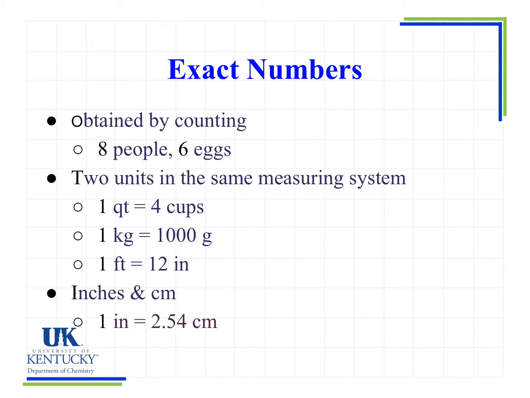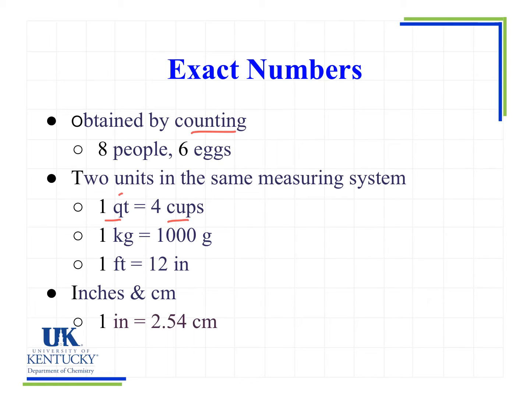There are some numbers that we don't have to worry about when we look at significant figures in calculations, and those are known as exact numbers. So for example, if a number is obtained by counting, so 8 people, 6 eggs, we have exactly 8 people or exactly 6 eggs. I can't have 6.2 eggs or 8.5 people. I have to have a whole number there. So those are considered exact numbers. So if these were involved in a calculation, we would not look at those for determining the number of significant figures in our answer.